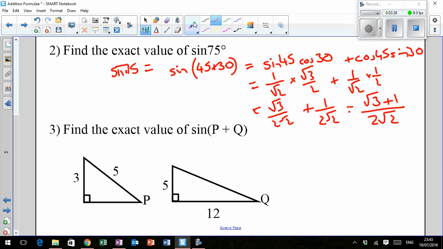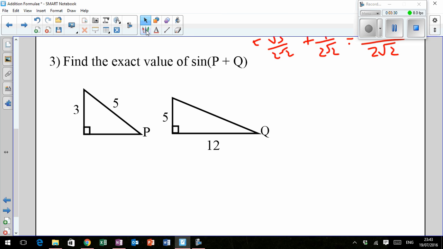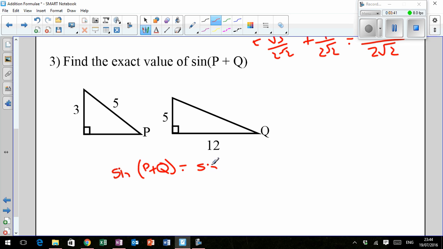Okay, and lastly, and this is where we're talking about the trig ratios coming in. Find the exact value of sine P plus Q. Well, if we're looking for sine P plus Q, we know from our formula expansion that really means sine P cos Q plus cos P sine Q.